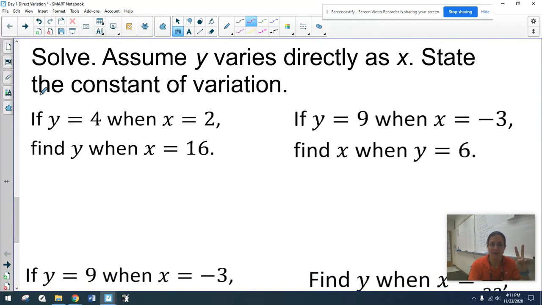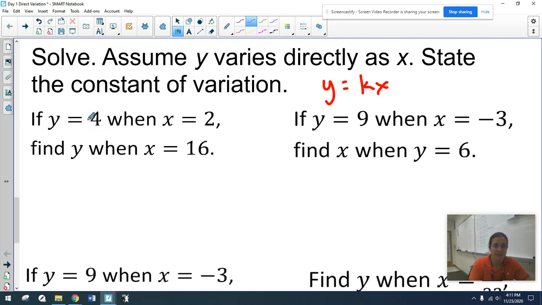Second part, we're solving. So it says y varies directly as x. So all that means, when you see all of that, y varies directly as x, it just means we're using the direct variation equation. So we have to solve using that. Then it says state the constant. So that's why I'm going to use the equation so I can find what k is.